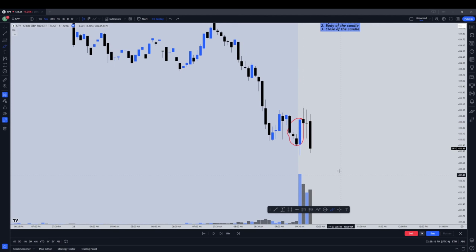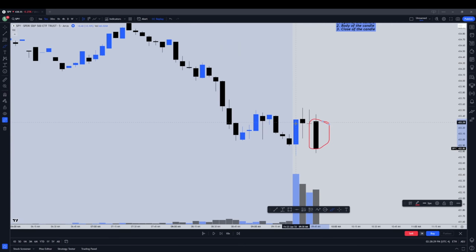Something wrong with my drawing tool. What the heck? Hold on, give me a second. Let's see. Okay, that is not helping at all. Okay, but anyway, that's the body of the candle.